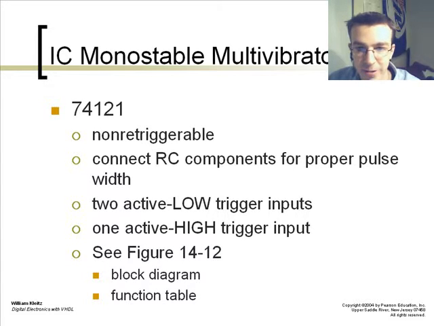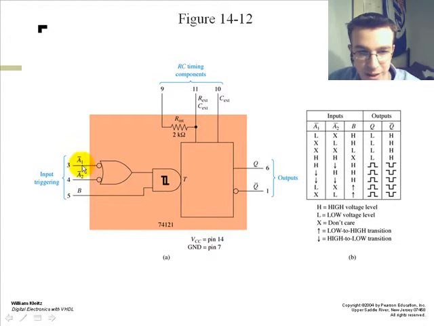An example of an IC monostable multivibrator is the 74121. It's non-retriggerable. It can connect RC components for a proper pulse width, and it has two active-low trigger inputs and one active-high trigger input. This is shown here with your A1, A2, and your B inputs going through the Schmitt trigger and the RC timing, and your outputs follow. This is shown also in our truth table for this circuit.